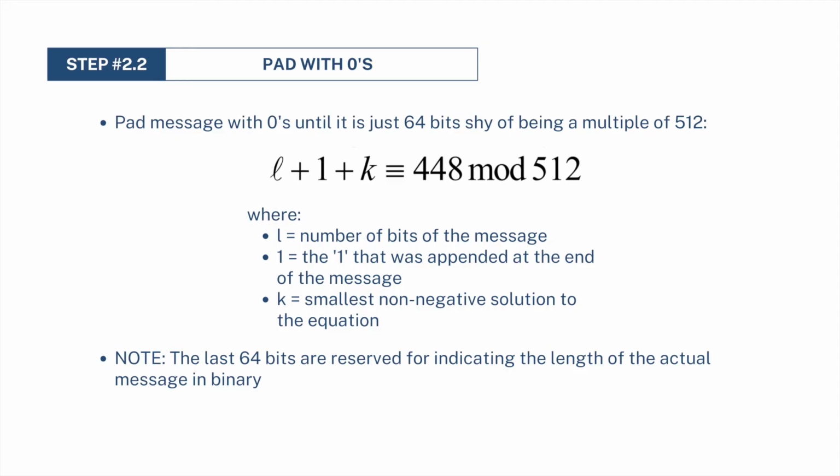Exactly how many zeros are we supposed to add? Let's look at the formula here where L is the length of the message or the total number of bits of the message, and K is the number of 0 bits that we will pad. So L plus 1 plus K is congruent to 448 modulo 512. It might seem intimidating, but what it only means is that we will have to add K number of zeros such that the total number of bits of the message plus 1 bit because of the separator we added earlier plus the number of zeros that we will add will have a remainder of 448 when divided by 512.